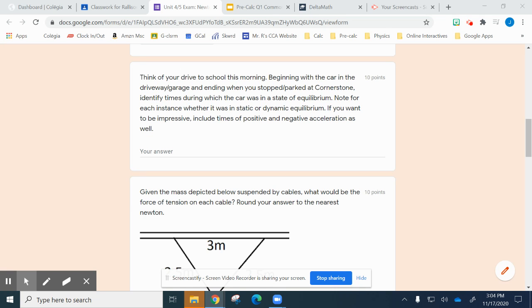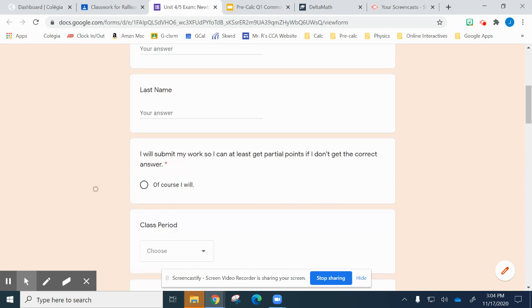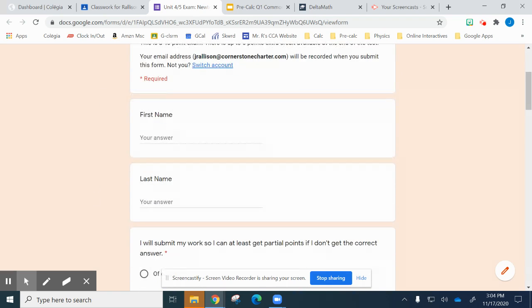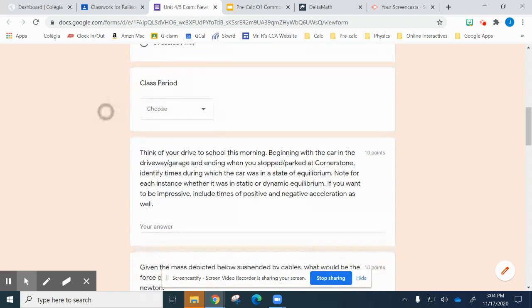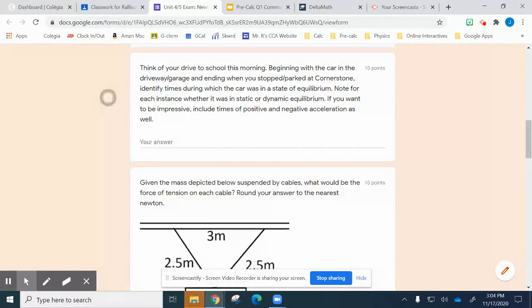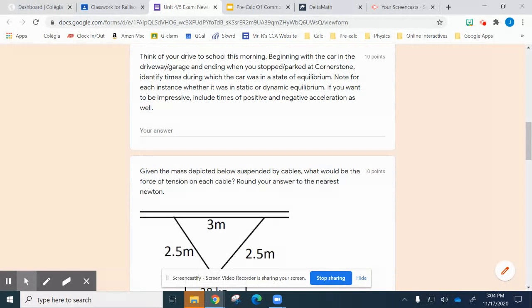All right, so this is Mr. Rollison, and we're going to do a walkthrough on this Unit 4 and 5 exam on Newton's laws of motion and this idea of equilibrium and stuff. So the first question says, think of your drive to school this morning, and you're supposed to think of when you're at equilibrium and when you're not.